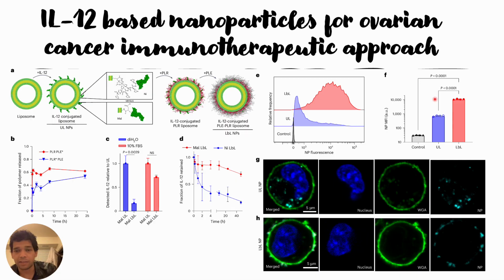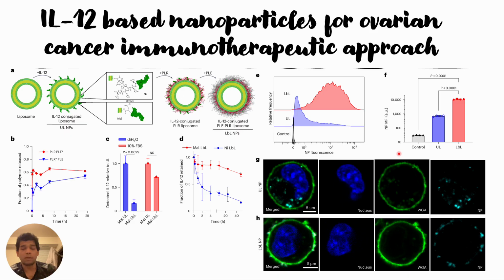They have quantified this in panel F also, where we can see the increase in the case where they use layer by layer coated lipid nanoparticles, or liposomes, after coating with different reagents such as interleukin-12, PLR, PLE. This gives high binding or high attachment with the cells against which these nanoparticles are co-cultured.